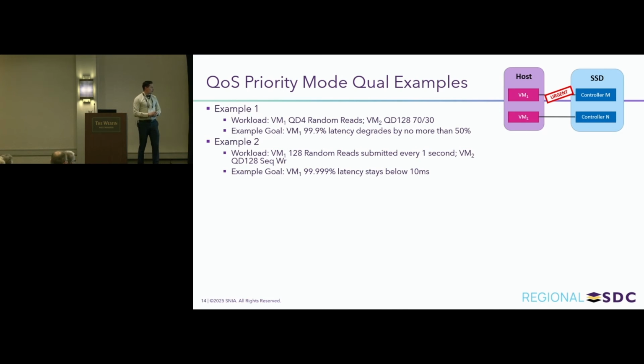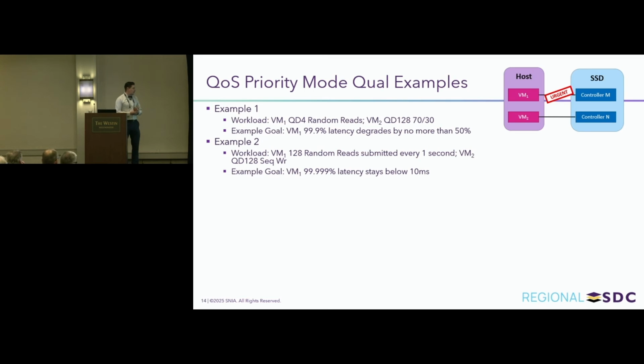With QoS and the priority mode, we might look at 2 example workloads. One might be VM1 with QD4 random reads, and VM2 might have queue depth 128 and a mixed workload. We might look at the VM1 3 nines latency, and we want to see a degradation of no more than 50%, for example.